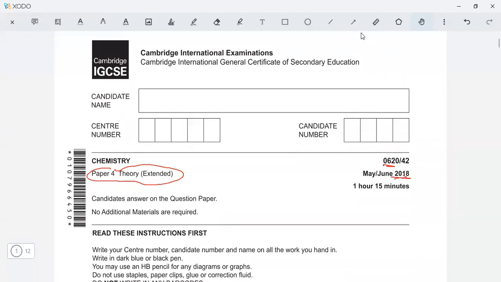Hello students, today I'm going to discuss with you the IGCSE chemistry past paper. It is paper 4 theory extended 1, May-June 2018. Okay, so let's get started.